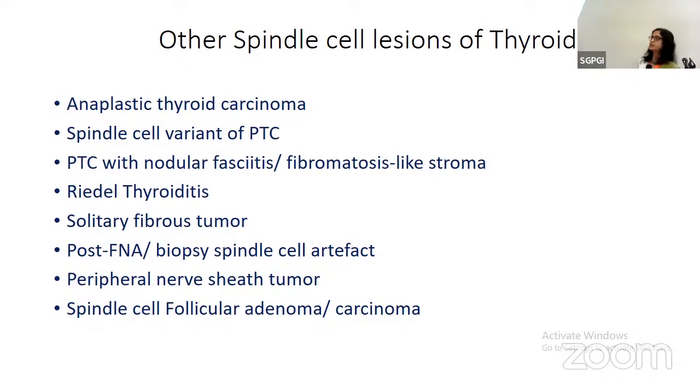This was an important differential in the case of fibromatosis of thyroid, because in these cases the PTC component may be very small. It may not be aspirated. It may be even difficult to find it on histopath. So you need to sample a lot to rule out PTC. Riedel thyroiditis, solitary fibrous tumor, post-FNA or biopsy spindle cell artifact, peripheral nerve sheath tumor, and spindle cell follicular adenoma and carcinoma. So main differentials: spindle cell PTC, don't miss it.